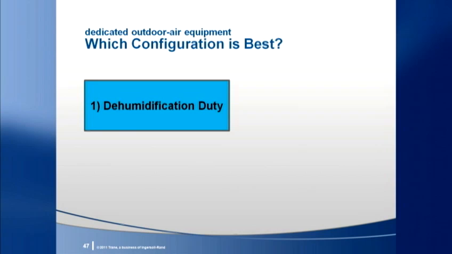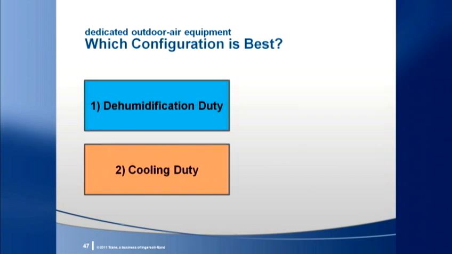First, what's the dehumidification duty of this unit? That is, how dry does it need to be to dehumidify the air? Second, what's the cooling duty? There will be separate equipment in the space to maintain space temperature. How much can the space cooling load be removed by the dedicated outdoor air unit?